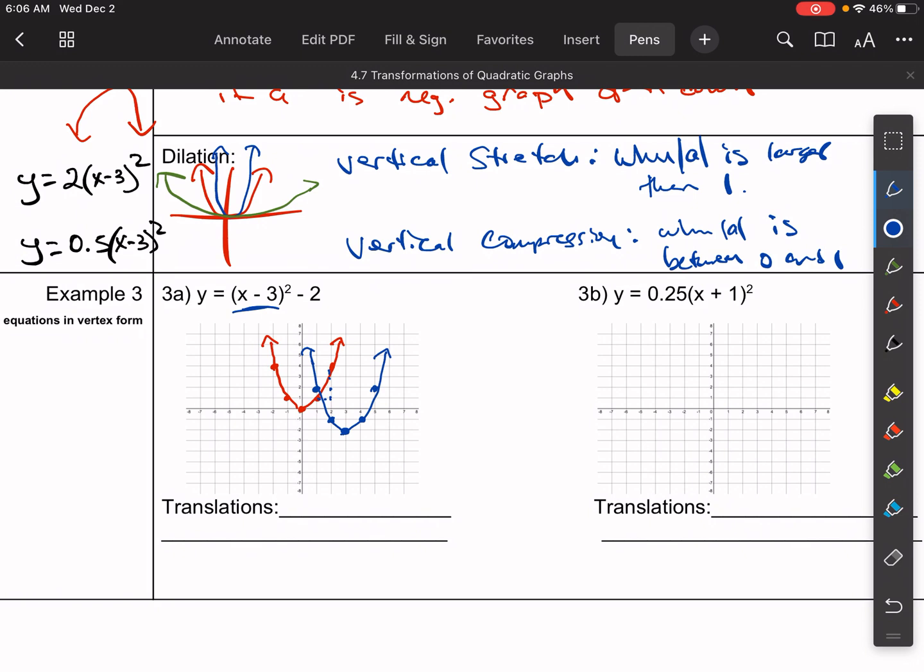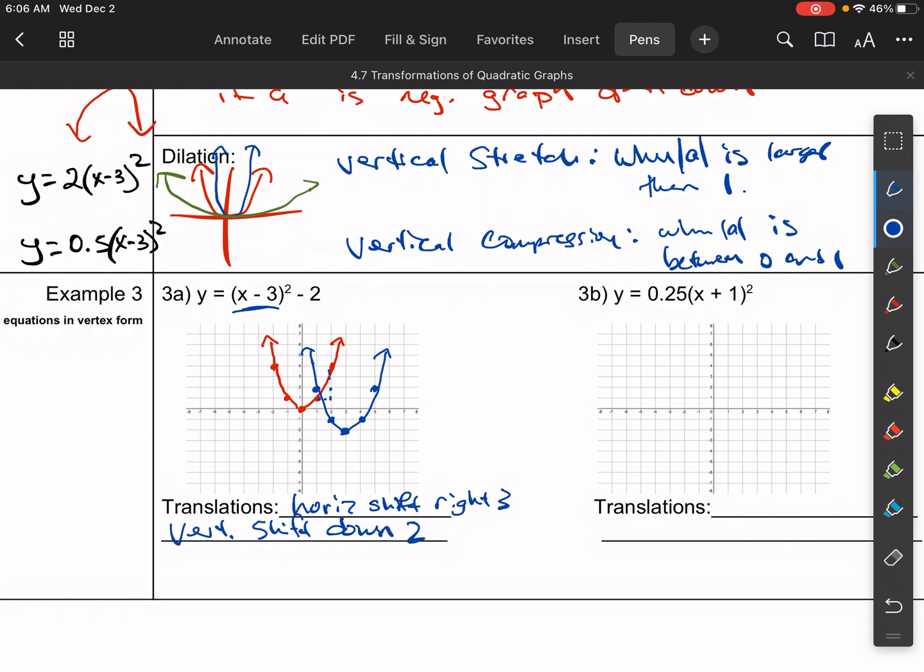And I say translations, you know, it is a transformation, but individually we call them translations, like how did it translate? So if I ask you for this, and I will on the test, this will be a horizontal shift to the right 3 and a vertical shift down 2. Those are your translations.